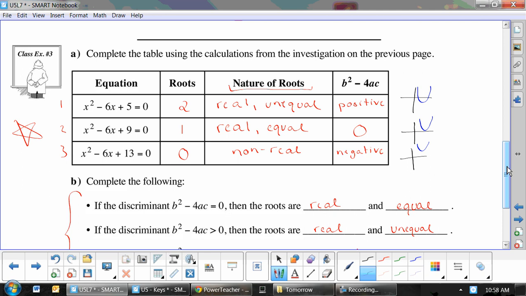Yep. So we'll show some reflections. Perfect.